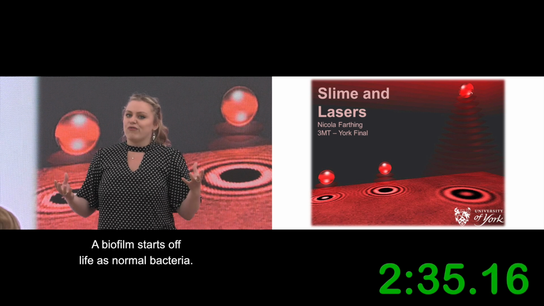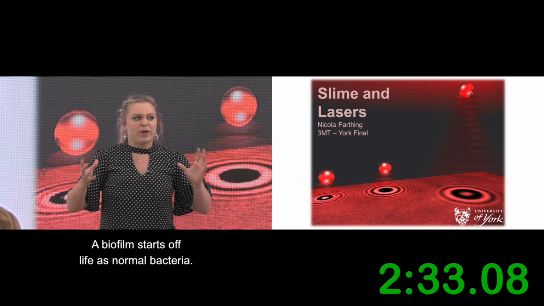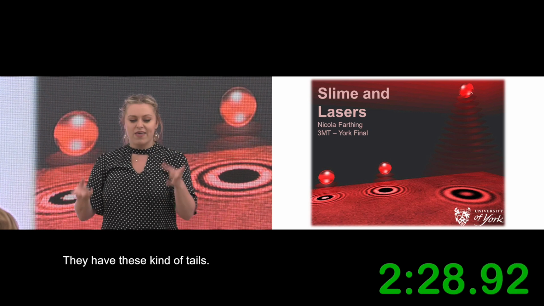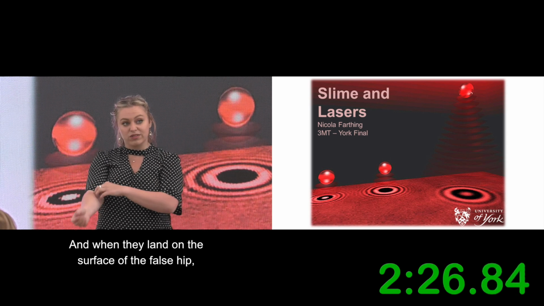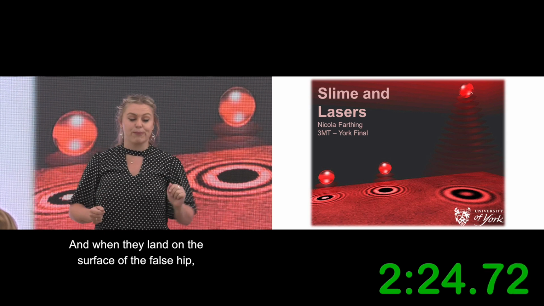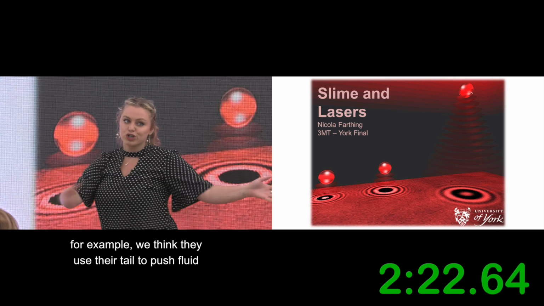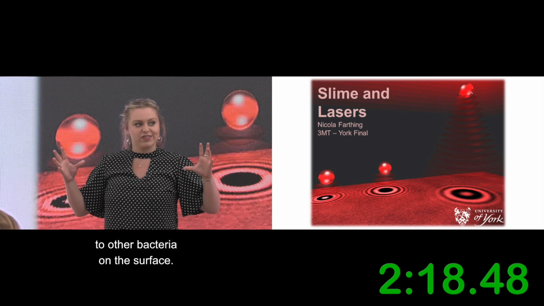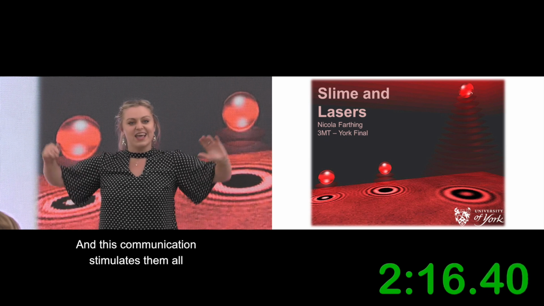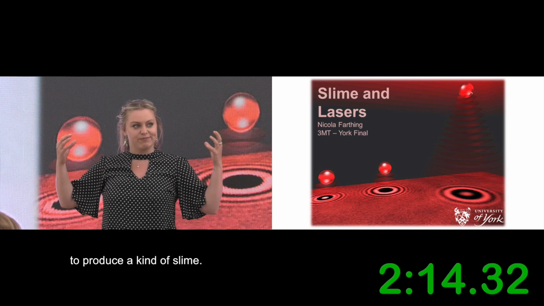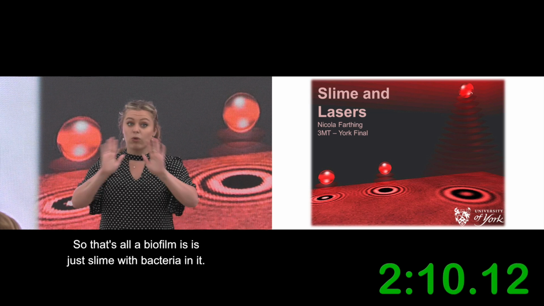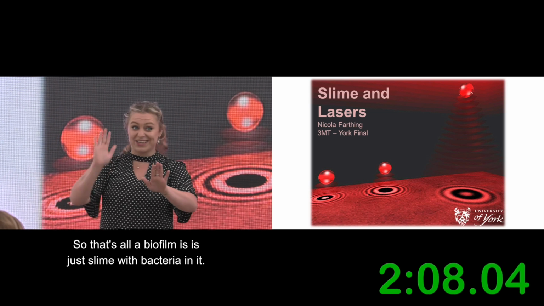Okay? A biofilm starts off life as normal bacteria, so that's how it gets into you. It's bacteria, they usually can swim. They have these kind of tails, and when they land on the surface of the false hip, for example, we think they use that tail to push fluid around themselves, and that sends messenger molecules out to other bacteria on the surface. And this communication stimulates them all to produce a kind of slime. The slime sticks them to the surface, but it also protects the bacteria.